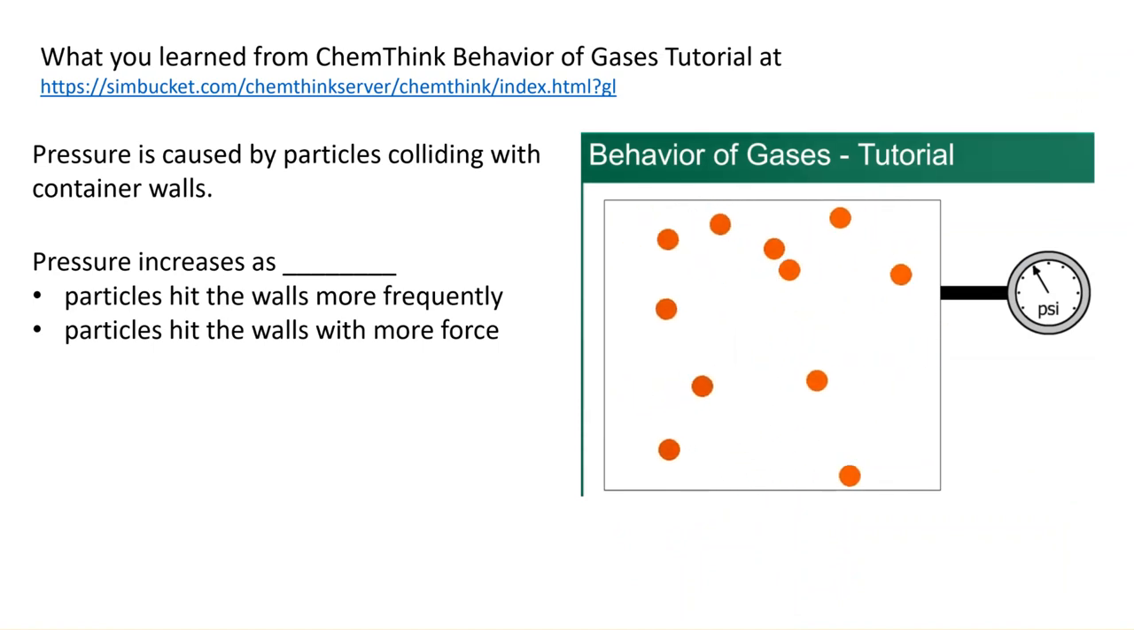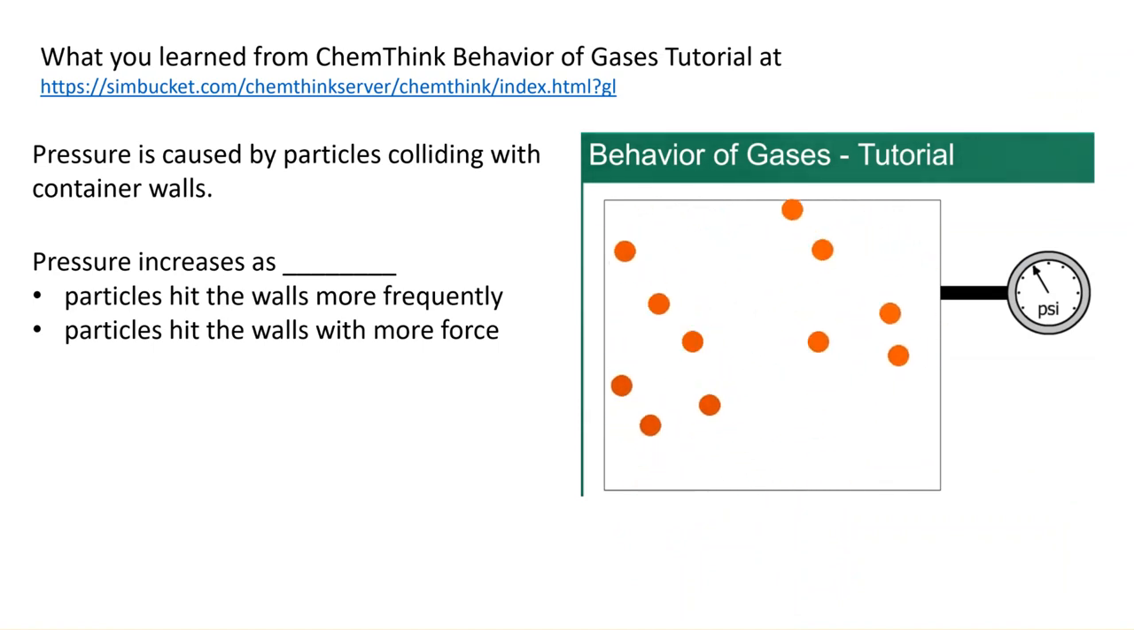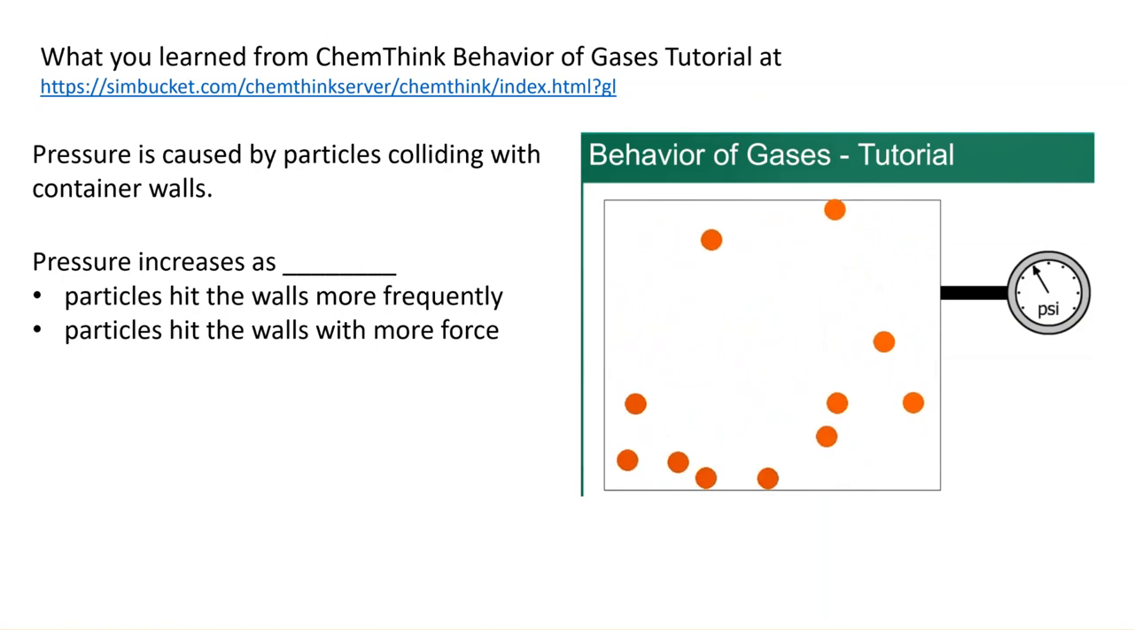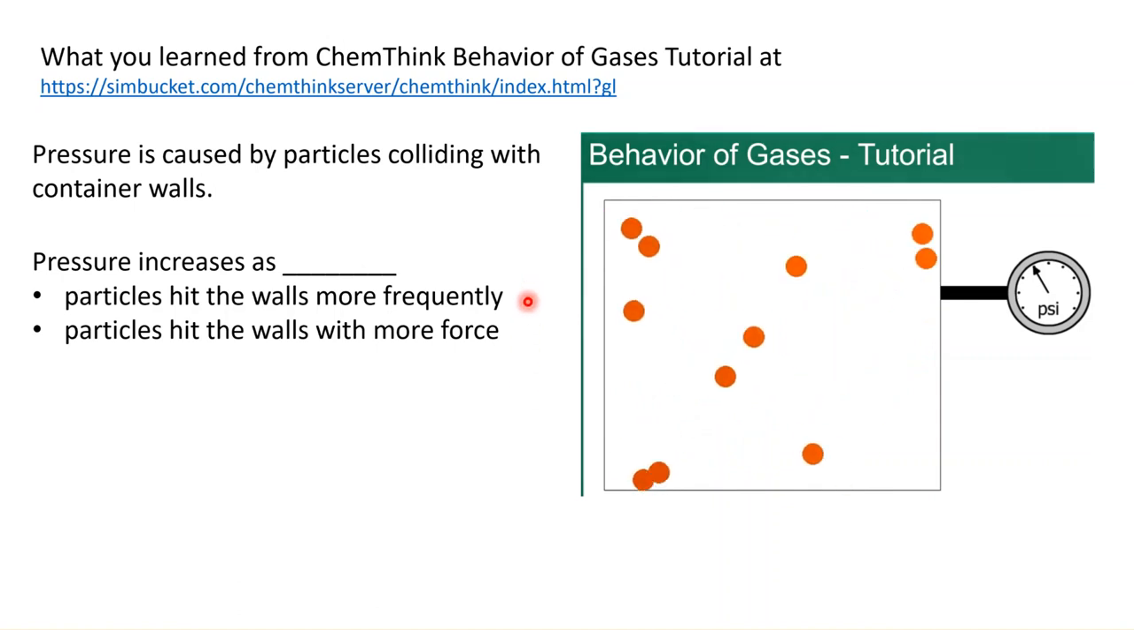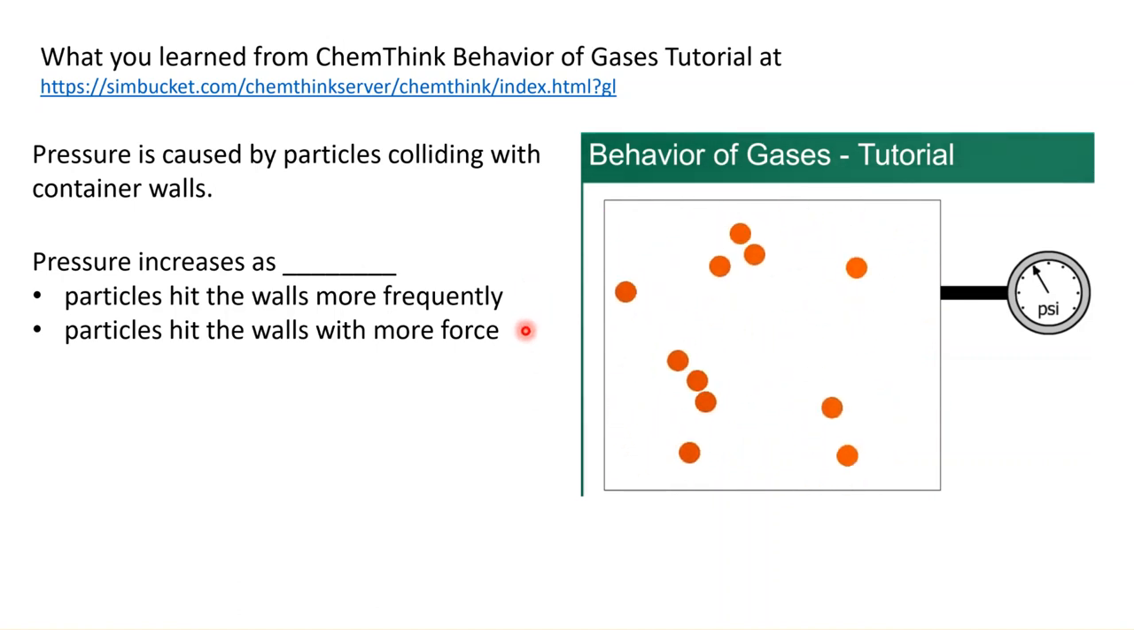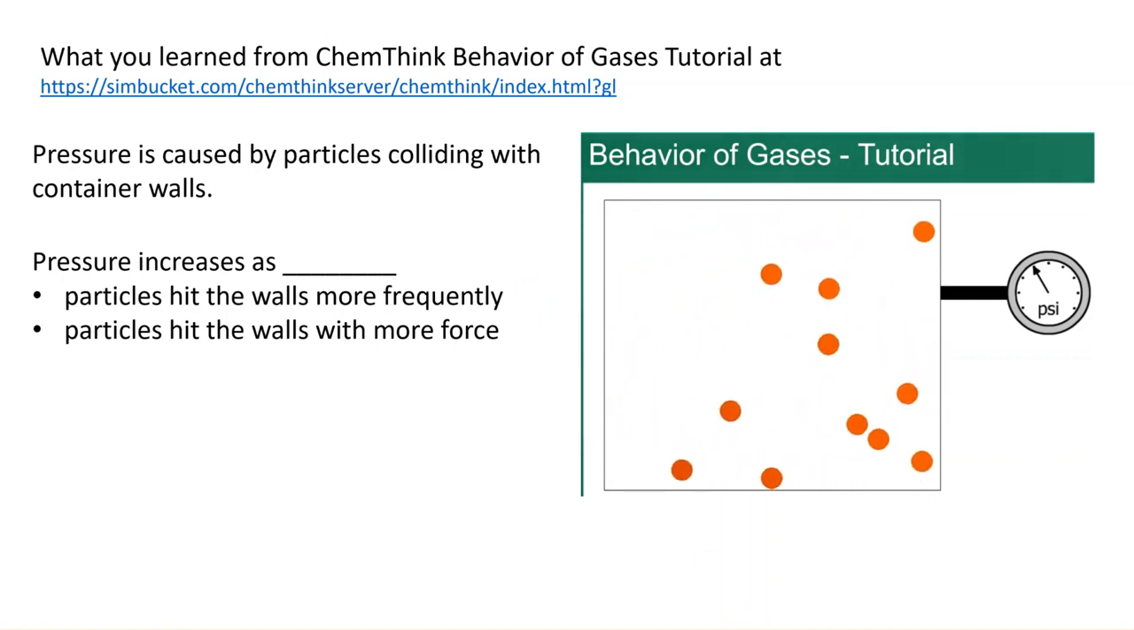Okay, so let's take a look at what you learned from ChemThink. You learned that pressure is caused by particles colliding with container walls. Pressure increases as particles hit the walls more frequently and as particles hit the walls with more force.